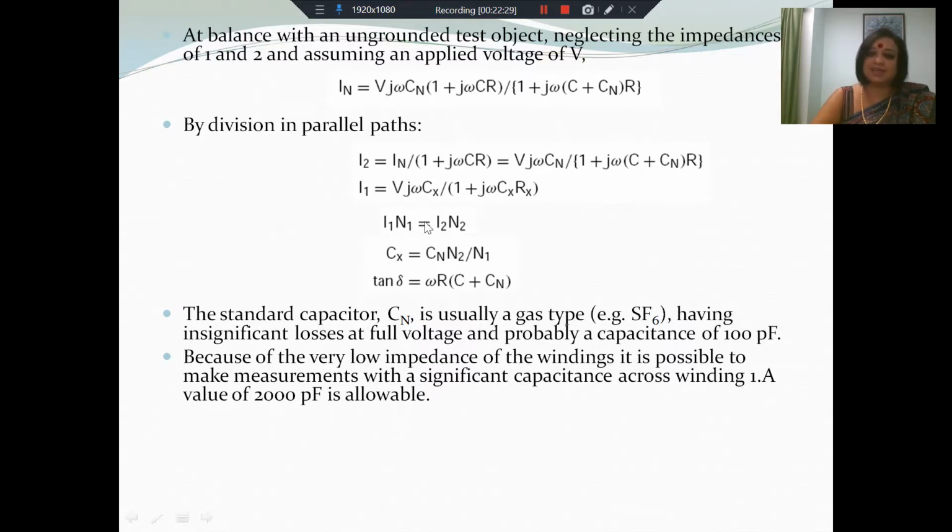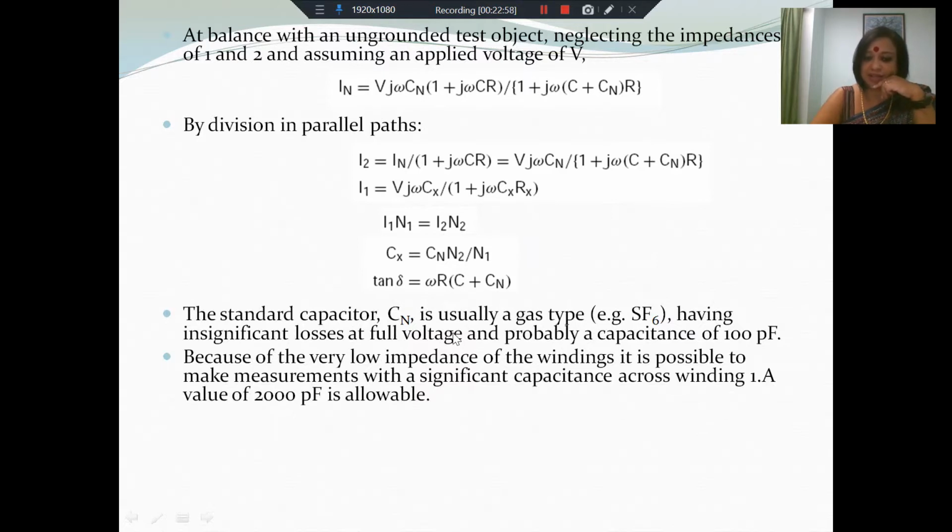Now at balance condition, I1 N1 must be equal to I2 N2, and therefore equating these two equations after multiplying by N1 and N2, and equating the real and imaginary quantities, we can get an estimate for Cx of the test specimen, which is given by Cn into N2 by N1, and tan delta is obtained by omega R into (C plus Cn). Now, if you look at this expression for the tan delta, we have Cn here.